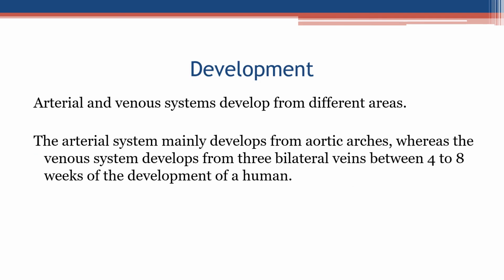Development. Arterial and venous systems develop from different areas. The arterial system mainly develops from aortic arches, whereas the venous system develops from 3 bilateral veins between 4 to 8 weeks of the development of a human.